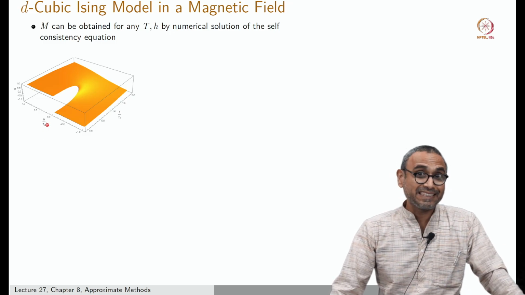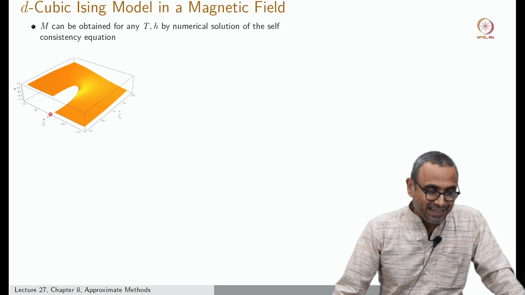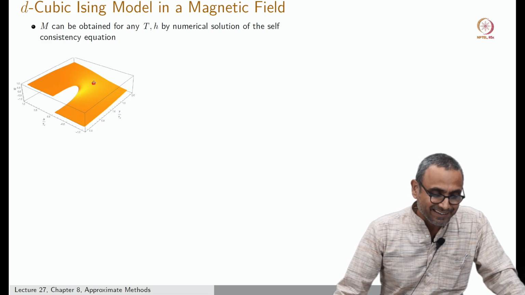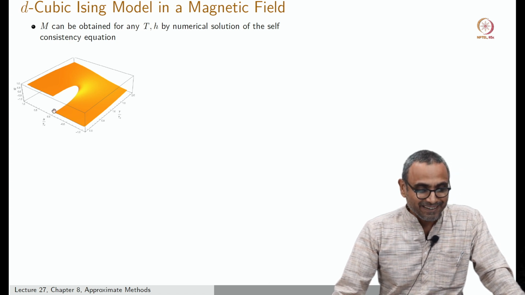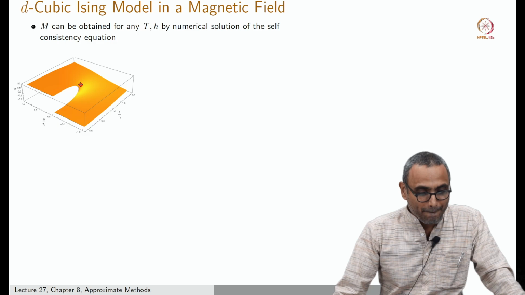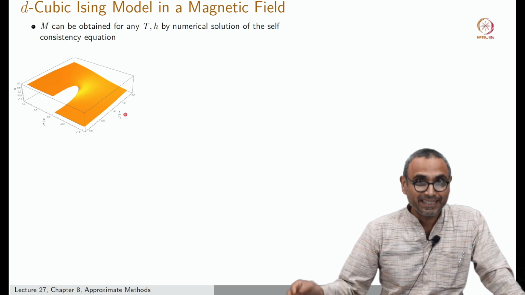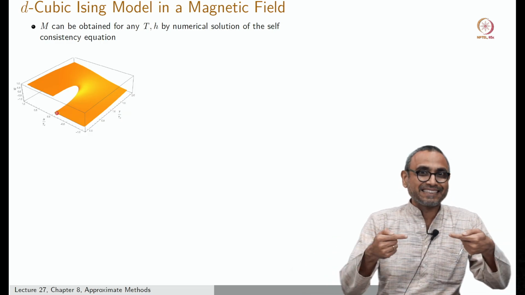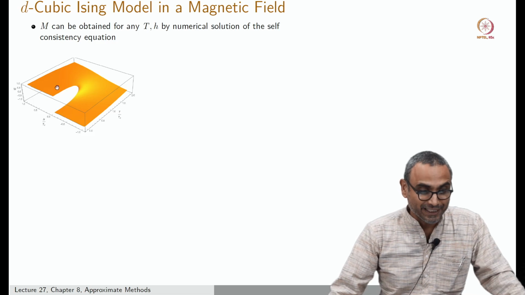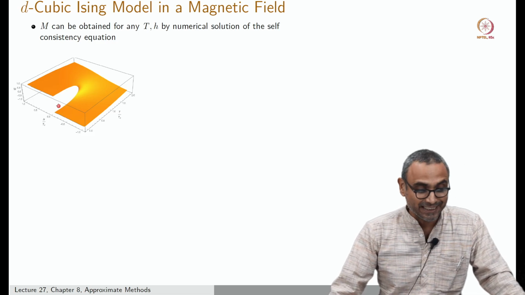So H by Tc is a dimensionless number, and you see this line here going that way, that is the line where H is equal to 0. Now you see when H is equal to 0, below T by Tc equal to 1, namely T less than Tc, as you approach H equal to 0 from either side, you have two distinct solutions, the positive solution and the negative solution.